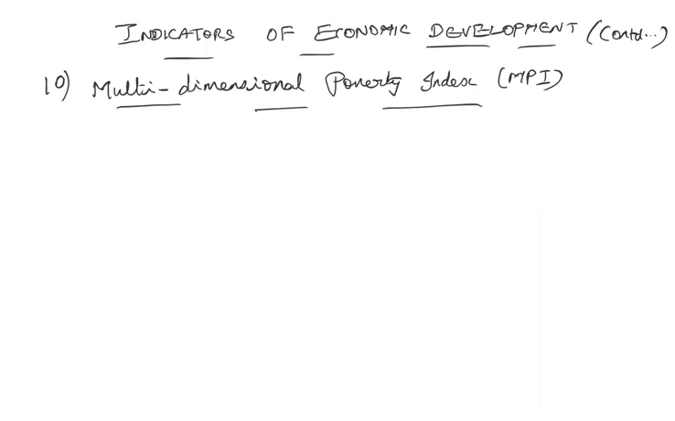So in today's class, I'm continuing with the indicators of economic development. So we are dealing with the 10th index, that is the multi-dimensional poverty index. I already explained to you from so many angles how a person or a household is poor. So this is measured based on the deprivation experienced by the poorer individuals or the households.